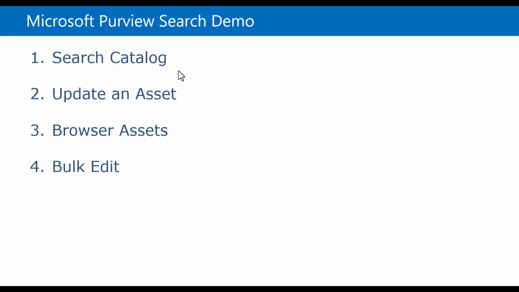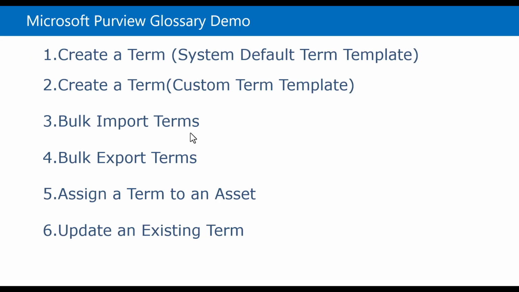Okay, so now we saw how we search the catalog, update an asset, browse the assets, and bulk edit all the assets. So now let's move to the next demo. In this demo, first we will understand what a glossary is. A glossary is nothing but a business glossary, right? In every business there are some specific set of terms which are being used, and in any enterprise those terms are communicated in exactly the same way.